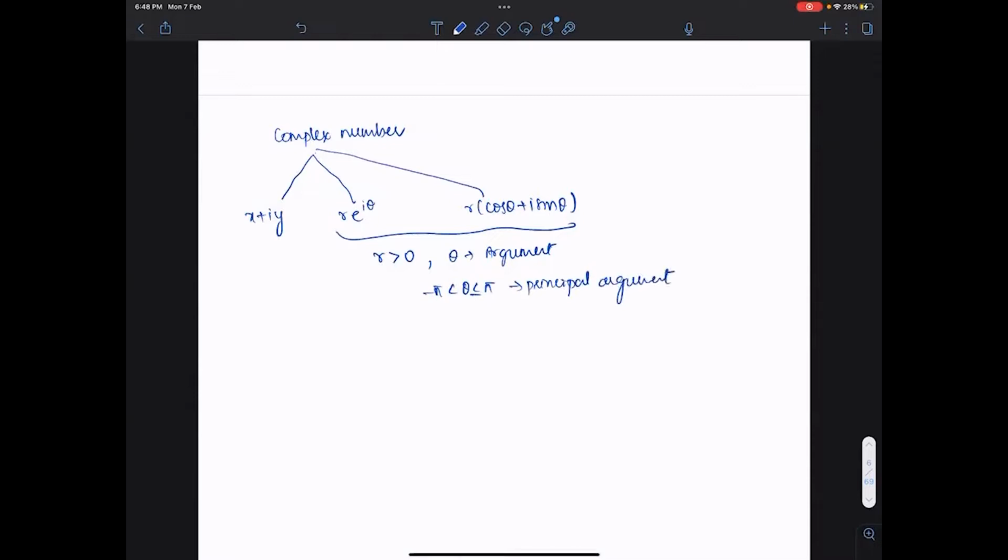Let us see how to find the argument of all those things also. Whenever a complex number is given, you convert it into one of the forms to find out the argument, principal argument, and r. R is nothing but the modulus of the complex number.